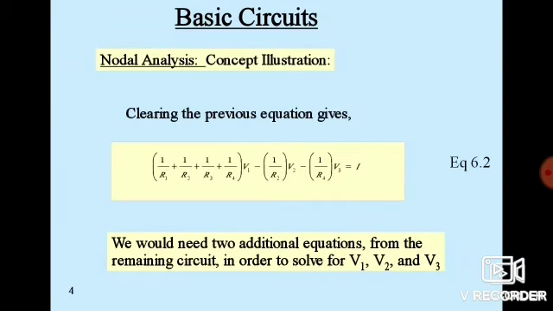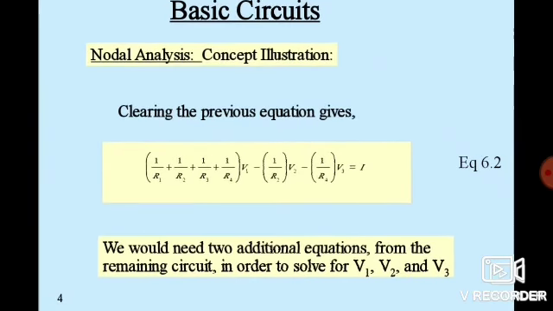Next, clearing the previous equation, if you take V1 as common, then (1 by R1 plus 1 by R2 plus 1 by R3 plus 1 by R4) into V1 minus V2 divided by R2, that is V2 divided by R2, minus V3 by R4 equals I.